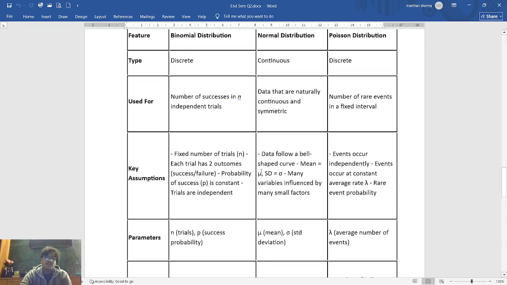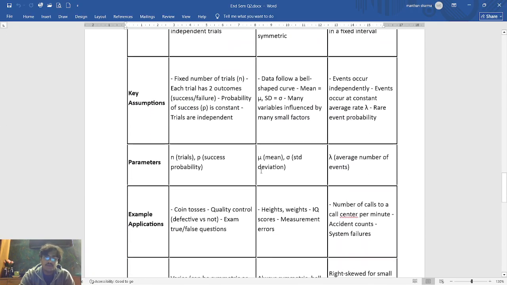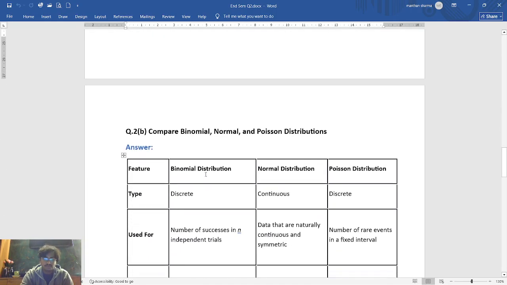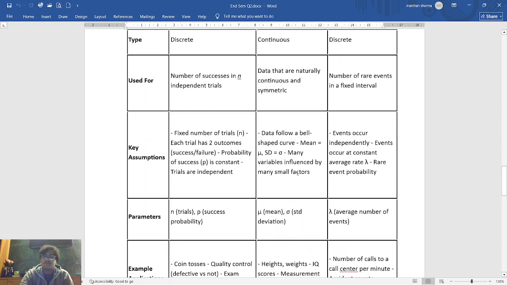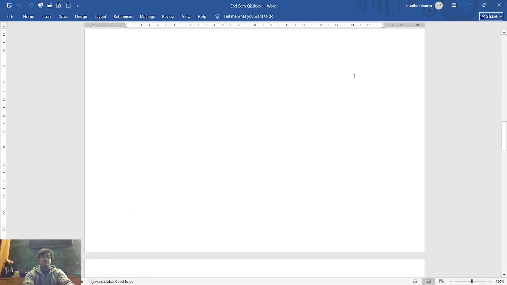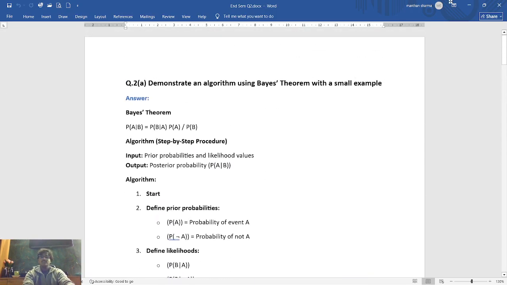So this was all about question number two. We have seen the Bayes theorem and we have compared the distribution curves. Basically, Bayes theorem helps update probabilities when new evidence appears, and the binomial, normal and Poisson distributions each apply to a different type of data scenario. So that's it. This was question number two, and in the next video we are going to cover question number three. So stay tuned.